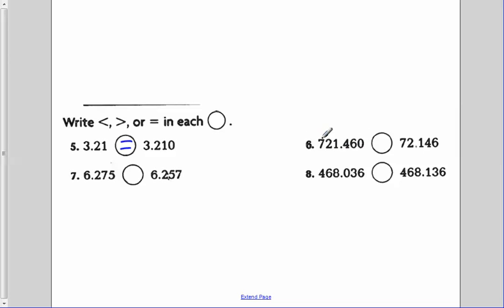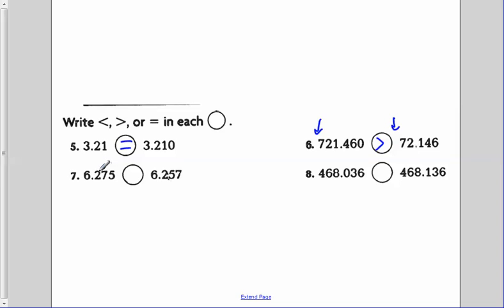For number 6, I have 721 and 460 thousandths, and then the other one I have 72 and 146 thousandths. So if I compare looking at place values, I have a 7 in my hundreds. Well, my other number, I don't have a hundreds place. So if I put a 0 there, there is no value in my hundreds place. So I can already say that 721 and 460 thousandths is greater than 72 and 146 thousandths.